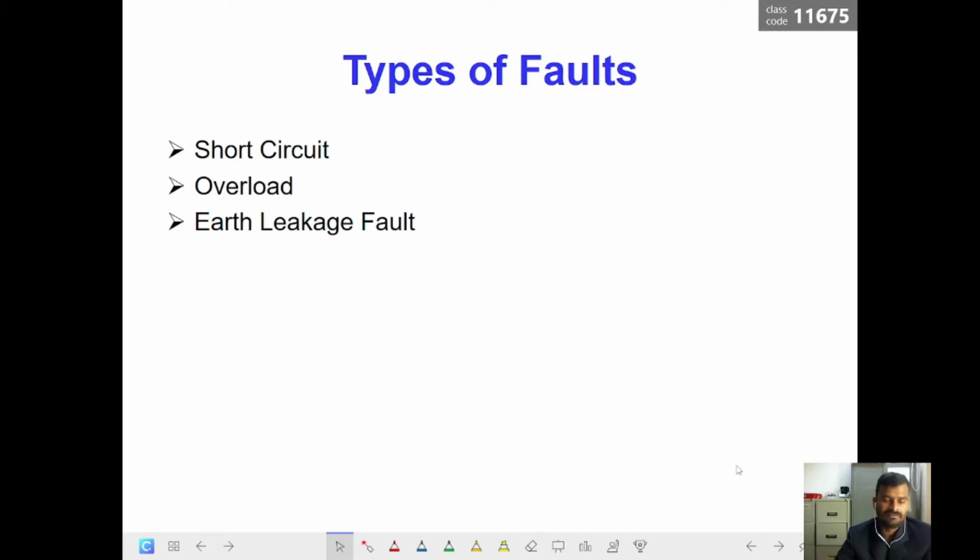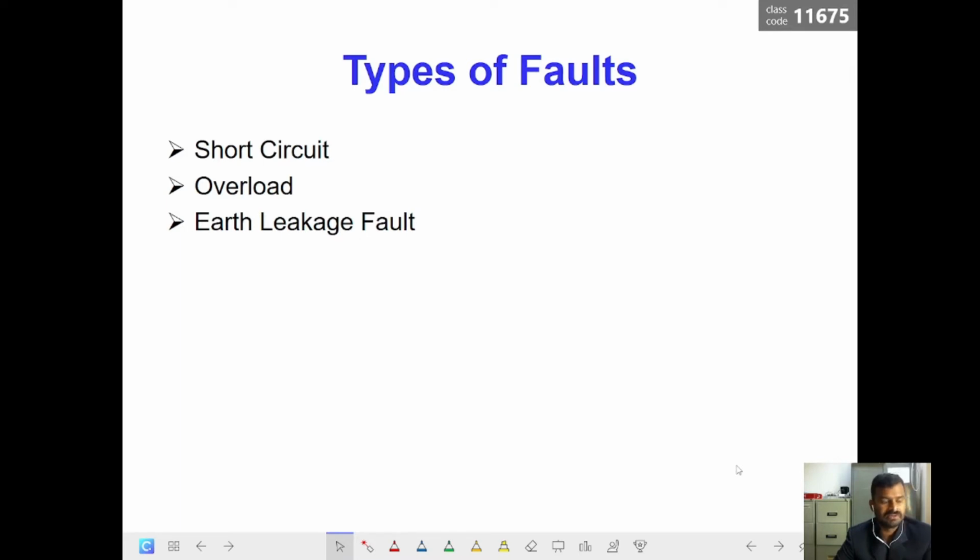So what kind of faults can happen in an electrical circuit? Basically, there are three different faults that could happen. There are other faults available, but these are the very basic and most frequently happening types. First one is short circuit. Second one is overload. Third one is earth leakage fault.